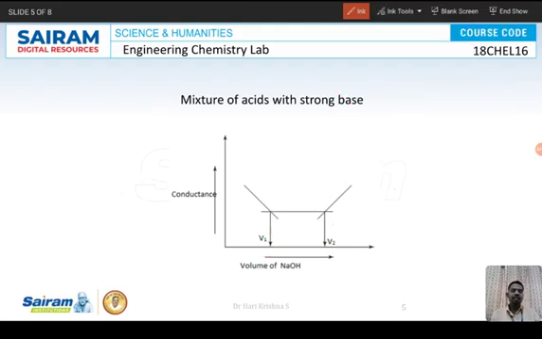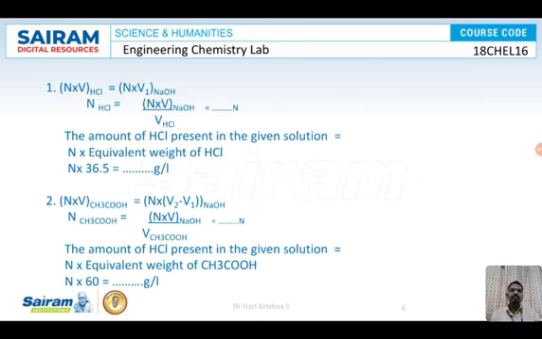So what are we going to do? Once you get the V1 and V2 values, you're going to find out the normality and strength of HCl and acetic acid. You're going to substitute: normality of HCl into volume of HCl is equal to normality of NaOH into volume of NaOH. Normality of NaOH is 1, volume of NaOH taken is V1 from the graph, volume of HCl is 50. When you substitute, we get the normality of HCl. Then normality of HCl into equivalent weight of HCl, that is 36.5, gives the weight of HCl present in the given solution.